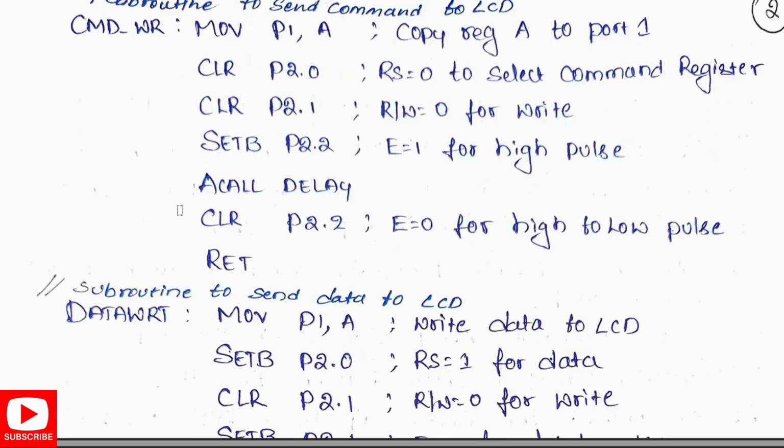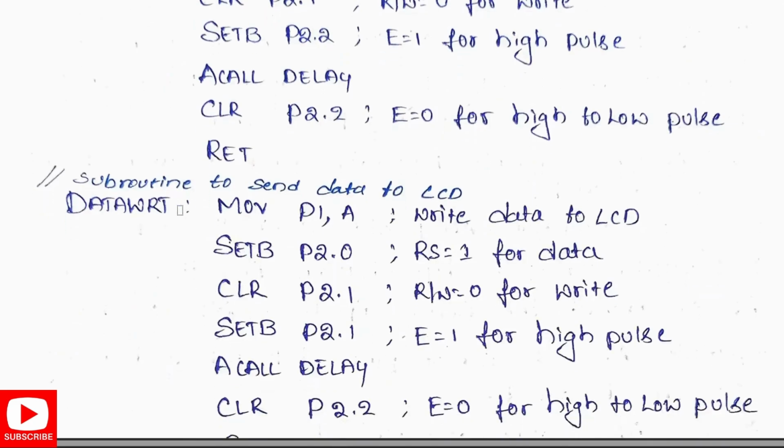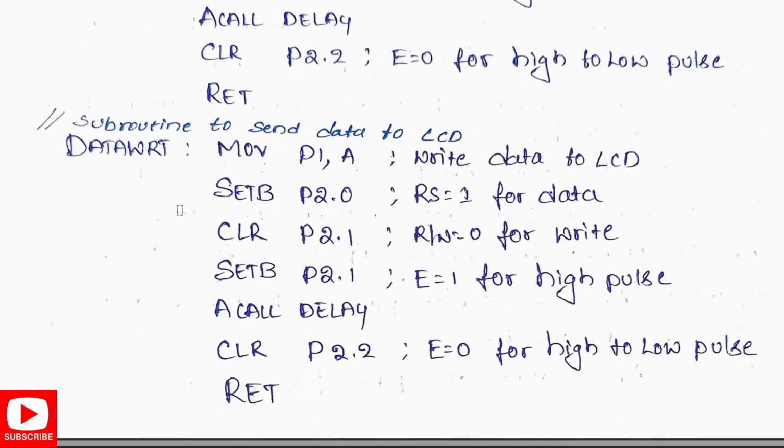Now next, the data write. That is MOV P1, A, which writes the data to the LCD. Then SETB P2.0 means RS is 1. Next R/W is 0.